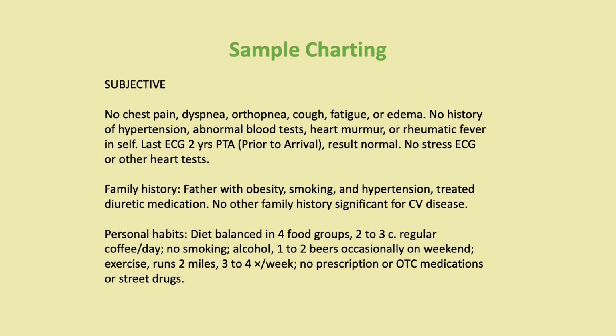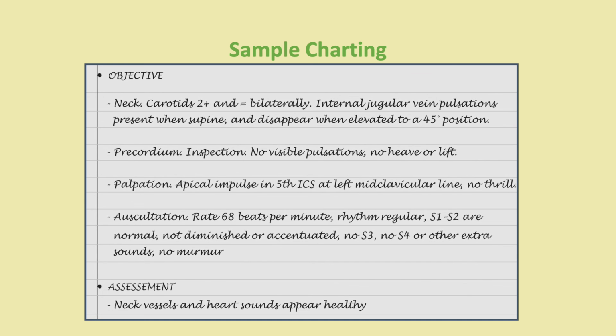Personally, our patient here has a balanced diet, eats all food groups, has coffee, doesn't smoke, 1 to 2 beers occasionally on the weekend, does exercise, and is not taking any medications. So now the objective charting. So this is after you've done the physical exam. You will note that the carotids are 2+. So remember, pulsations, you grade them. 2+ is normal, and it's equal bilaterally.